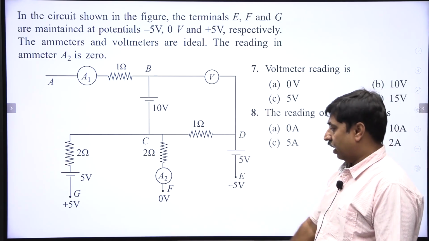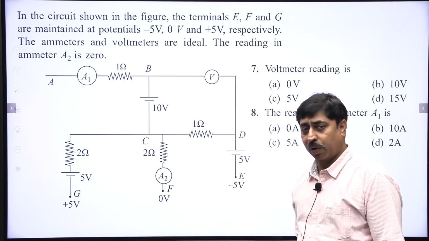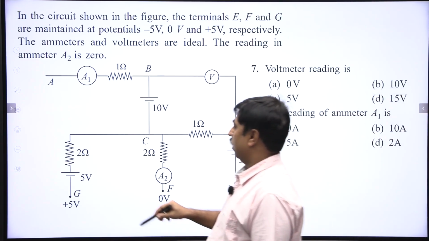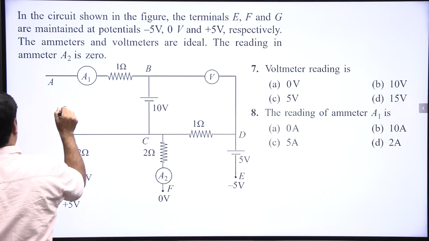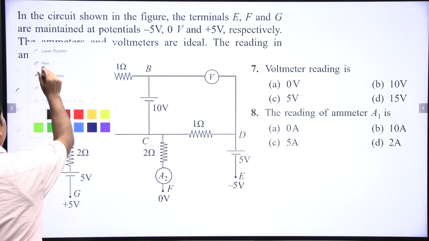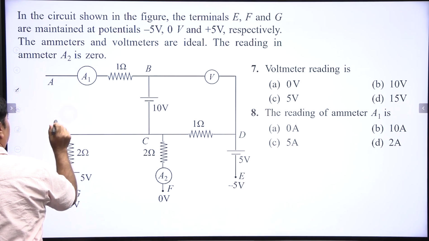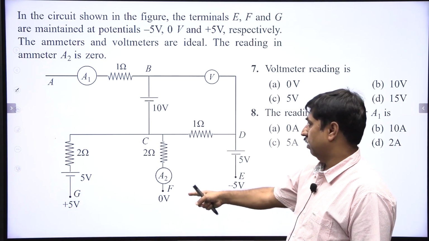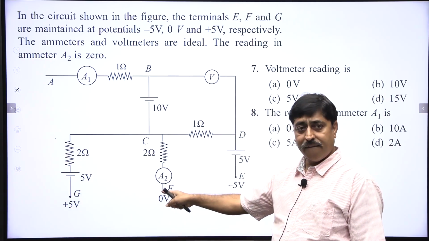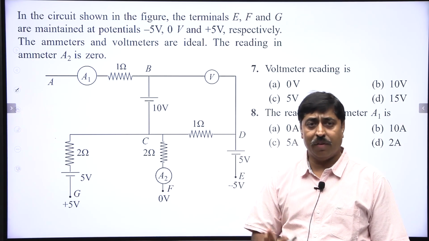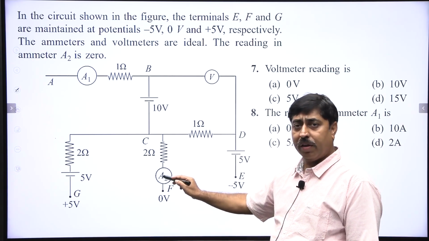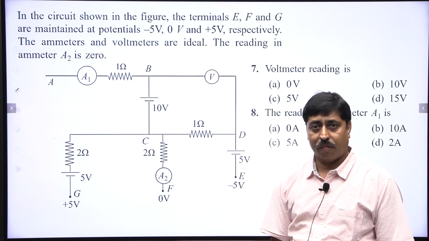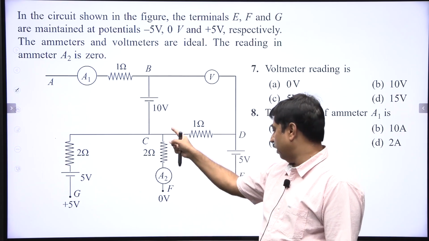The question says that this point is at 0 volt potential. If this point is at 0 volt potential, it simply means, just a minute, okay, this point is at 0 volt potential and the reading of the ammeter is 0. So, the reading of the ammeter being 0 simply means that there is no current here, right? There is no current here.